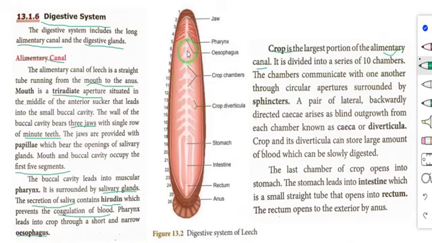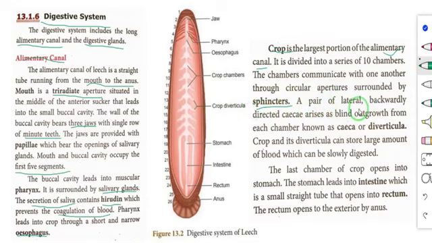The crop, the largest portion of the alimentary canal, is divided into 10 chambers: first chamber, second, third, fourth, fifth, and so on. The chambers communicate with one another through circular apertures surrounded by sphincters. What are the circular apertures known as? Sphincters.